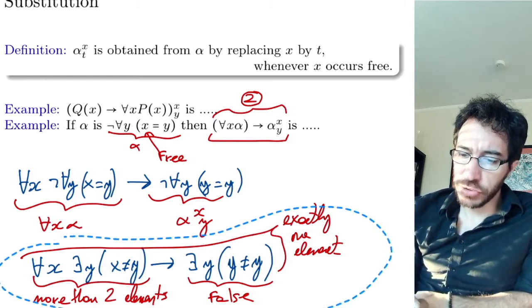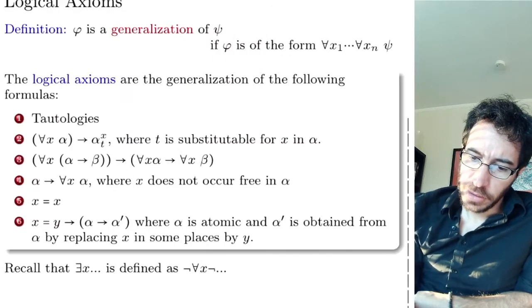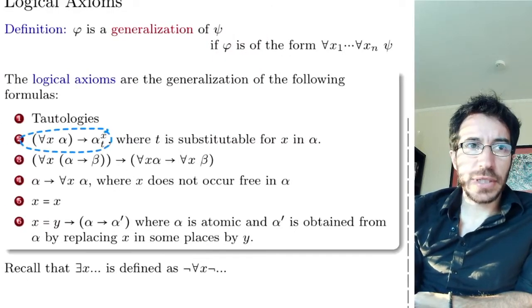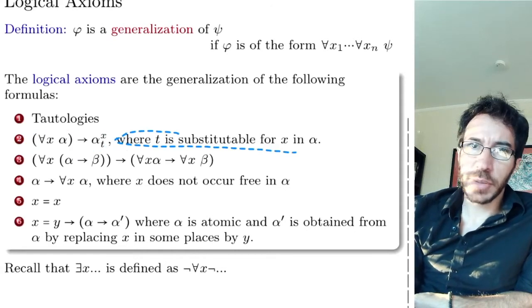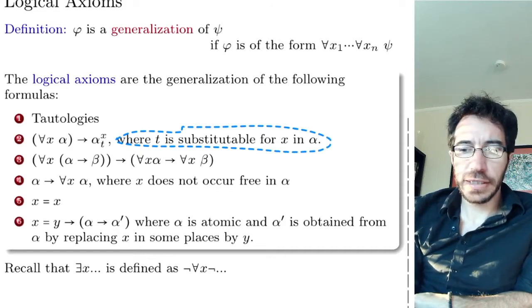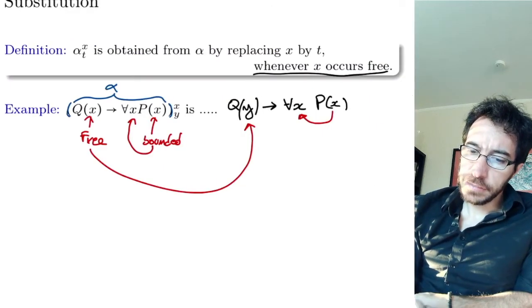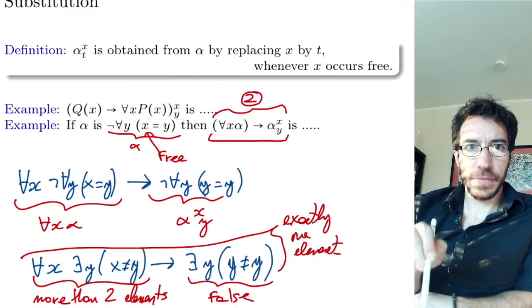So something is wrong. And if you see axiom 2, it's exactly this thing that we said, for every x alpha implies alpha x t, but only if t is substitutable for x in alpha. And what's going on in that example is that y is not substitutable for x in this formula.